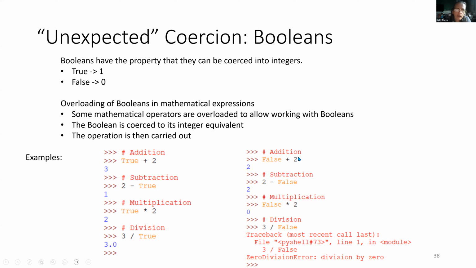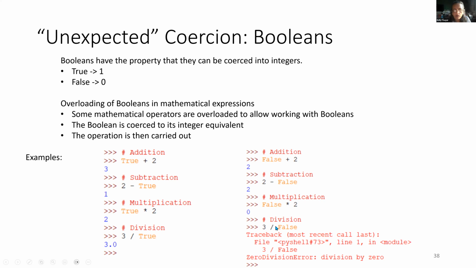Now here we're going to try false. So false will get the value of 0. False plus 2 is 0 plus 2, which is 2. Subtraction, 2 minus false is 2 minus 0, which is 2. False times 2, that's 0 times 2. Anything times 0 is equal to 0.